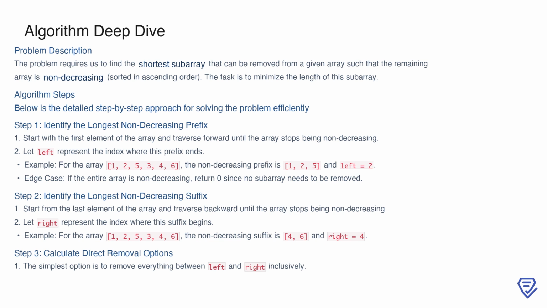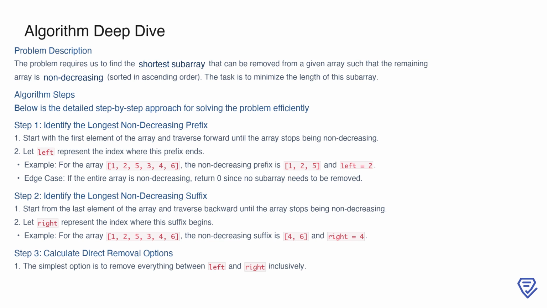We'll start by identifying the longest non-decreasing prefix of the array. This is simply the portion at the beginning of the array where every element is less than or equal to the next. For instance, in the array 1, 2, 5, 3, 4, 6, the prefix is 1, 2, 5, and it ends at the index 2. If the entire array is already sorted, we can return 0, as no removal is necessary.